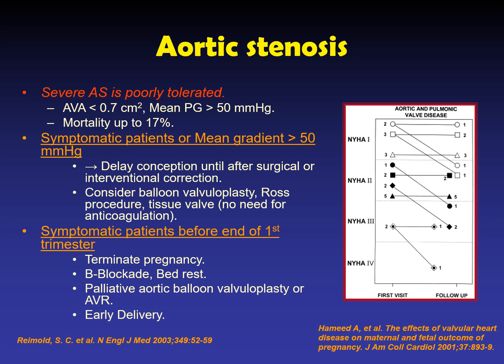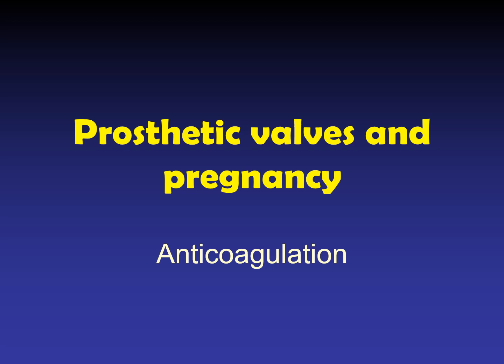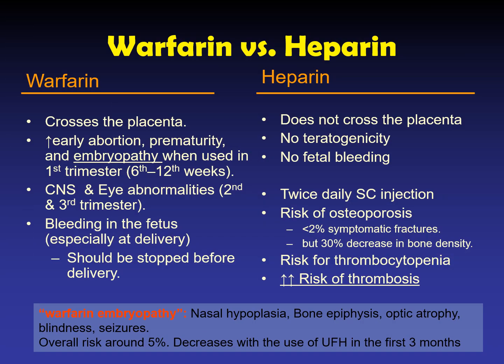Symptomatic patients before the end of the first trimester, if termination of pregnancy is allowed: beta blockade or bed rest, palliative aortic balloon valvuloplasty, or early delivery. So, prosthetic valves and pregnancy: there is an issue of anticoagulation.